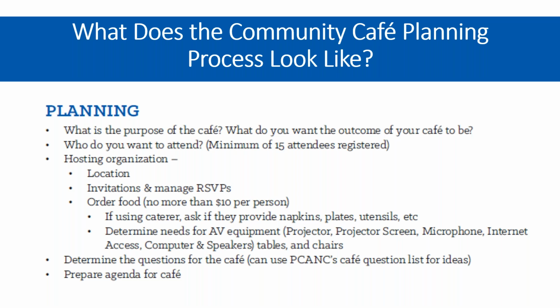So it's really important that we make sure we're set to go, because oftentimes we're just really excited about the yummy food and we forget about the utensils and plates and everything of that nature. It's also really important to determine needs for AV equipment, especially if we're showing a documentary, the resilience documentary, or coupling the community cafe with a panel discussion. So having a projector screen, microphone, internet access, computer and speakers, tables and chairs, all of that stuff is really crucial to make for a comfortable environment for an easy flow.